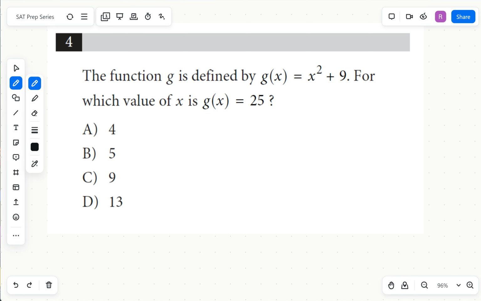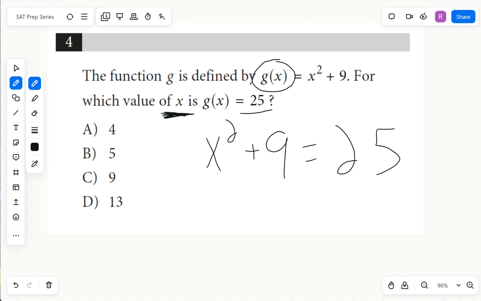What they've asked us to do is actually solve for x when the output for the function, or when g of x itself, is 25. So when I look at the original equation that they gave me, g of x equals x squared plus 9, I'm going to replace this entire symbol with what they tell me it's equal to in the next line, and that would be 25. So I'm going to have x squared plus 9 equals 25, and we're just going to do some quick algebra.